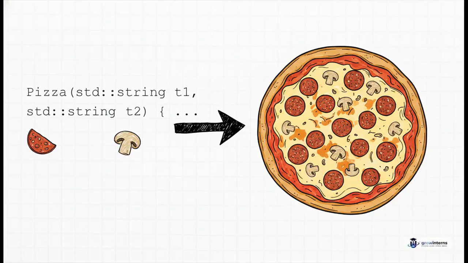And finally, for 2 toppings, you guessed it, we create a third constructor that takes 2 string parameters. And now your pizza class is flexible enough to handle all 3 scenarios cleanly and efficiently. You've provided multiple, really clear ways to construct an object.